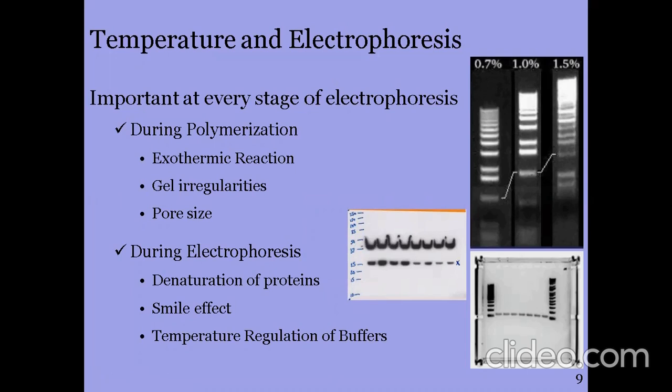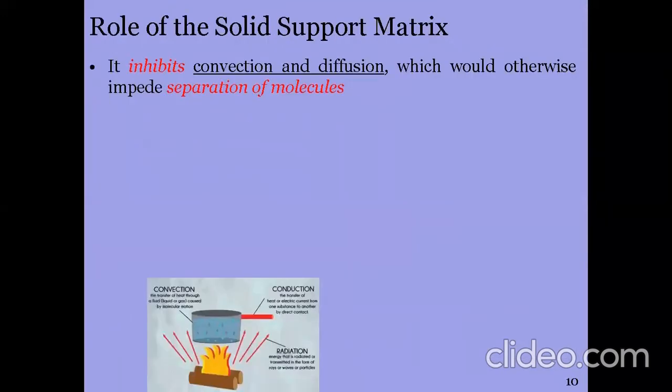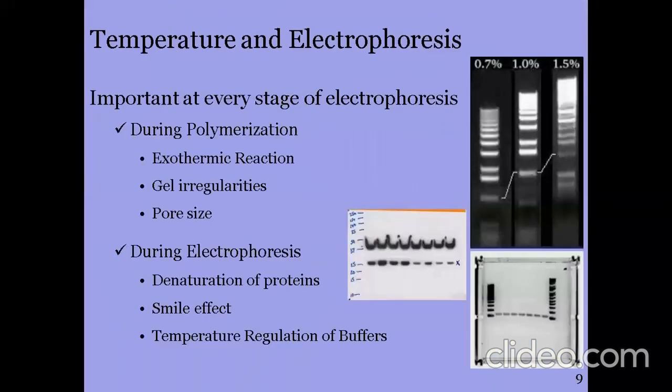That is the use of SDS, and before SDS, a protein may be like this, with charged alkyl groups and hydrophobic areas, and after SDS it will be like this, that the negative charge will be homogeneously distributed. And we are done with this, the temperature and the electrophoresis.